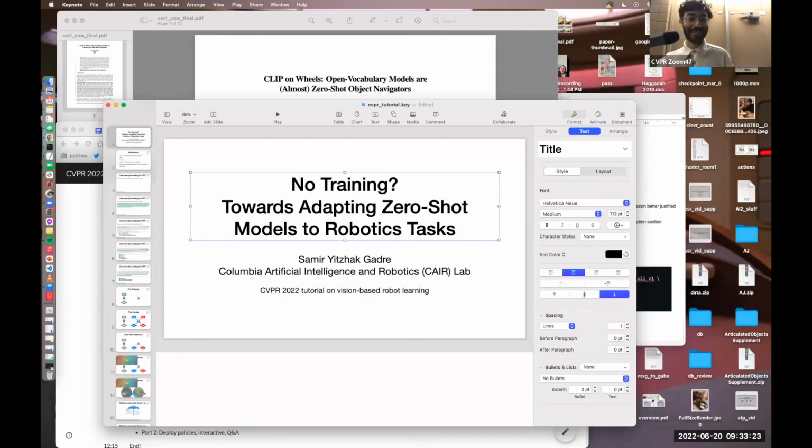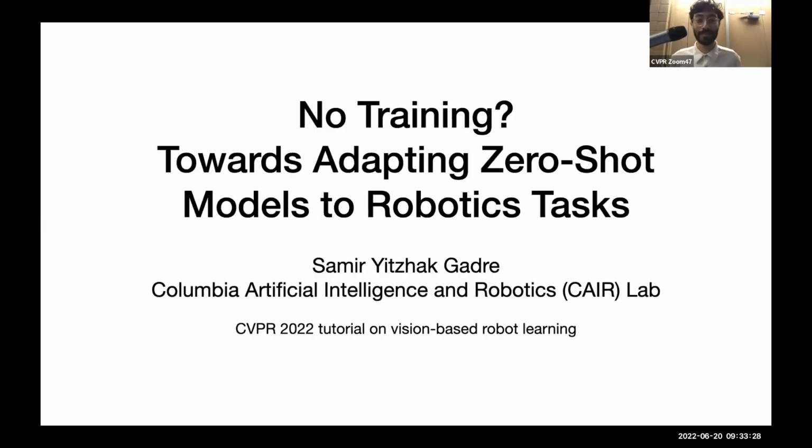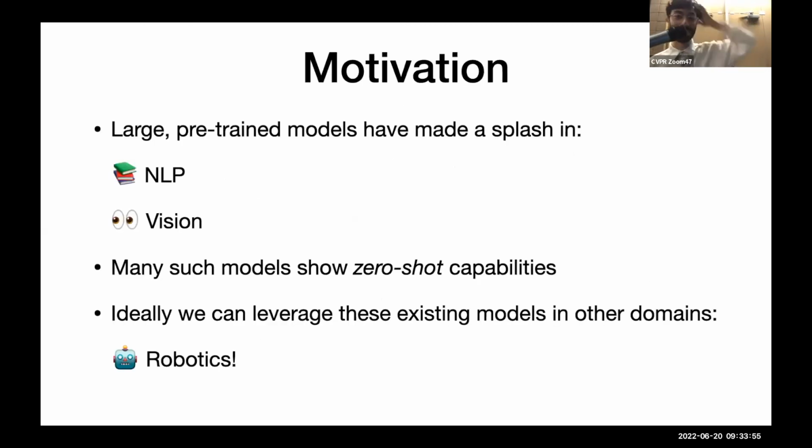All right, thank you. Okay, so my name is Samir. I'm here as part of the Columbia Artificial Intelligence and Robotics Lab, and today I'm going to be talking about using existing zero-shot models to do robotics tasks. And I have this kind of provocative question here, which is no training, and I specifically mean no training for robots. This seems kind of like a ridiculous question in light of all of the talks and wonderful tutorial that's happened so far. So let's start with a bit of motivation.